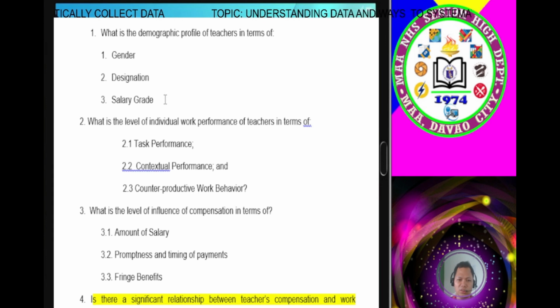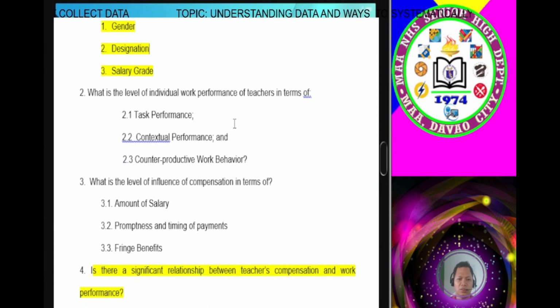As you can also see in number 1, we have the demographic profile. If you answer this question, it's more about percentages and frequencies. So this is more about description, or descriptive. So in this study, we use the descriptive correlational research design. I hope it is clear to you how to make your chapter 2 under methodology, the research design.